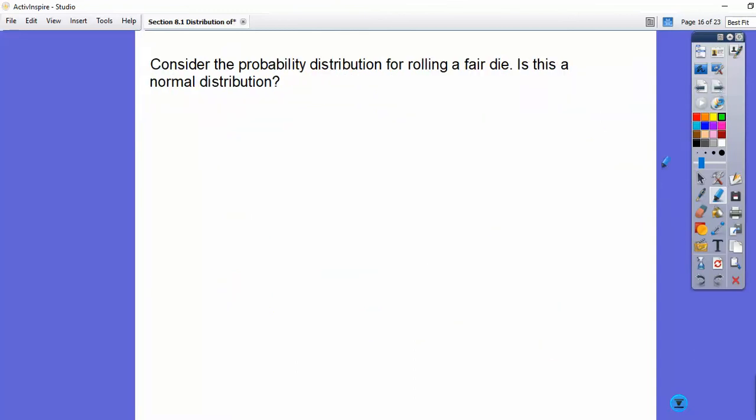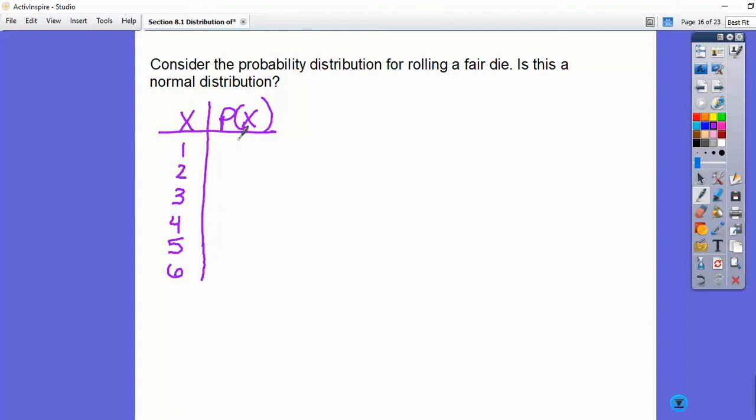Okay. Let's consider the probability distribution. So probability distribution, that's when you list the outcome and the probability for rolling a fair die. So fair die means 6-sided. So I want all my options and the probability. So if it's a fair die, you can roll a 1, 2, 3, 4, 5, or 6. What is the probability of each? 1/6. Okay, that's probability distribution.